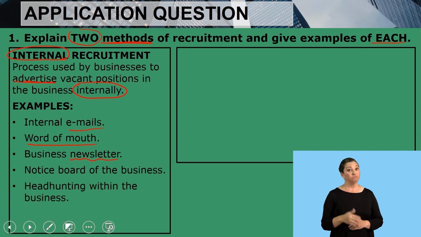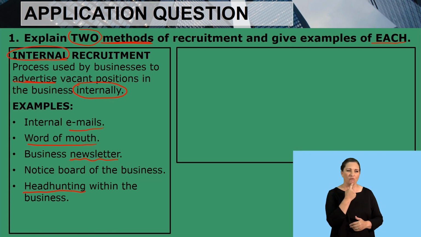We can also use what we call headhunting within the business. This simply means that the human resource manager will look at their employees' qualifications, and then from there they will determine who is the most suitable candidate. After that, they will inform that person that there is a vacant position available that they can apply for.